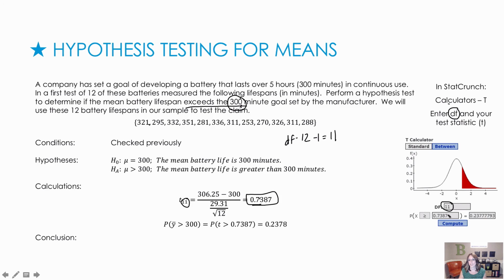Notice I put 11 here and 0.7387 here, and this is a greater than, so notice that's the direction that I chose, and then this is my actual p-value. So that's what I get for my p-value.